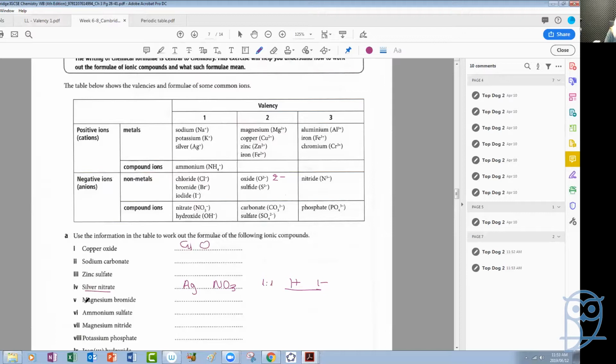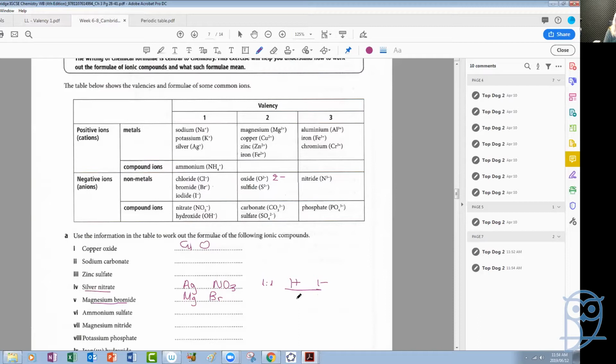All right. Then let's see, magnesium bromide. Let's write magnesium. Where is the magnesium here? Obviously, magnesium is a metal, so it's a cation. It has a charge of 2+. And what is the other one? Bromide. Bromide is one of the halides. And it has a charge of 1-.